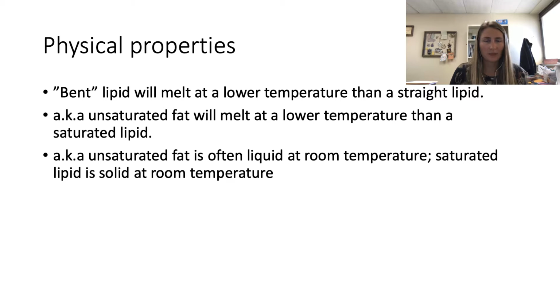Unsaturated fat, that would be a bent fat, is liquid at room temperature. On the flip side, a saturated fat is solid at room temperature, meaning vegetable oil comes in a bottle, right? If we were to open that lid and pour it on my desk, it would come out almost like water. It's going to flow across any part of the desk.